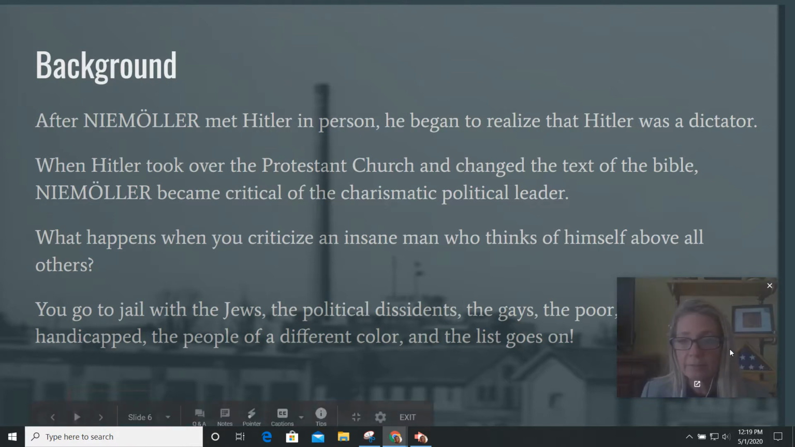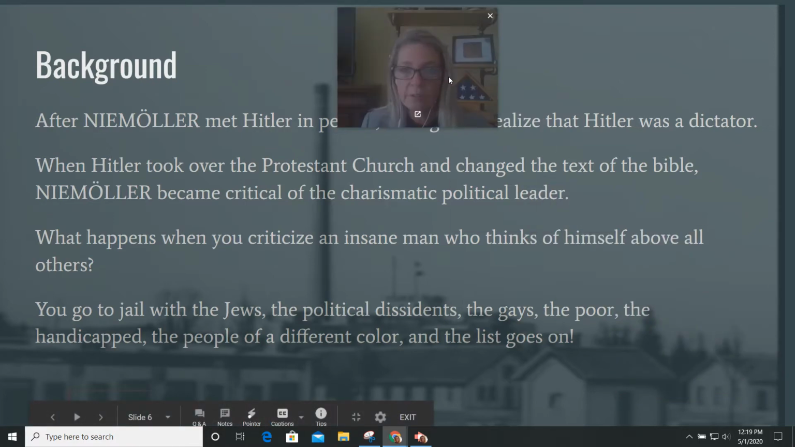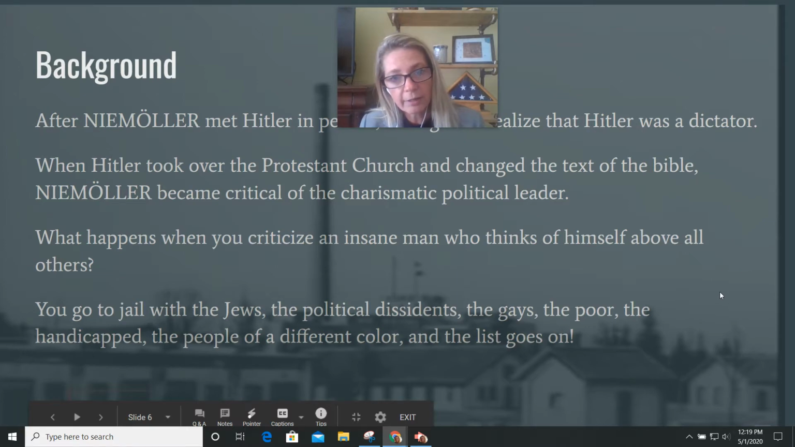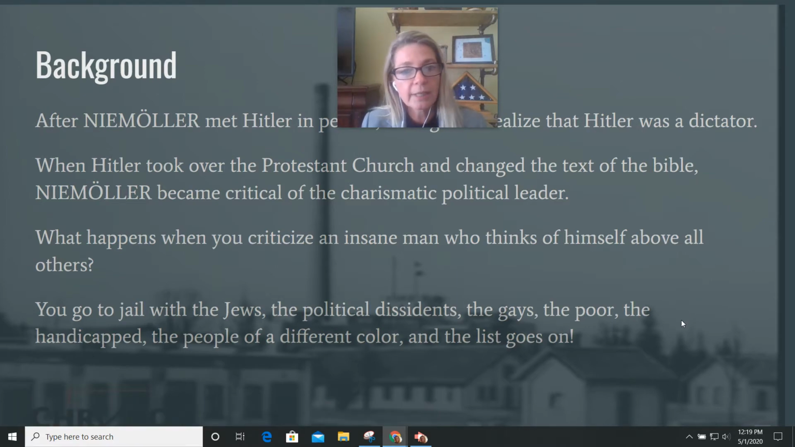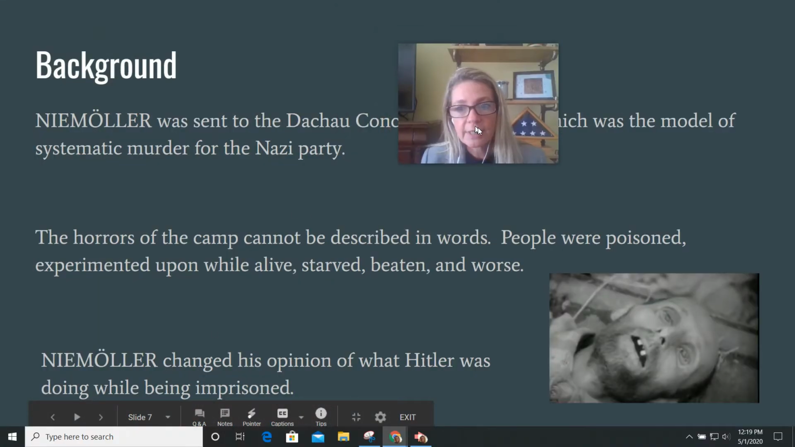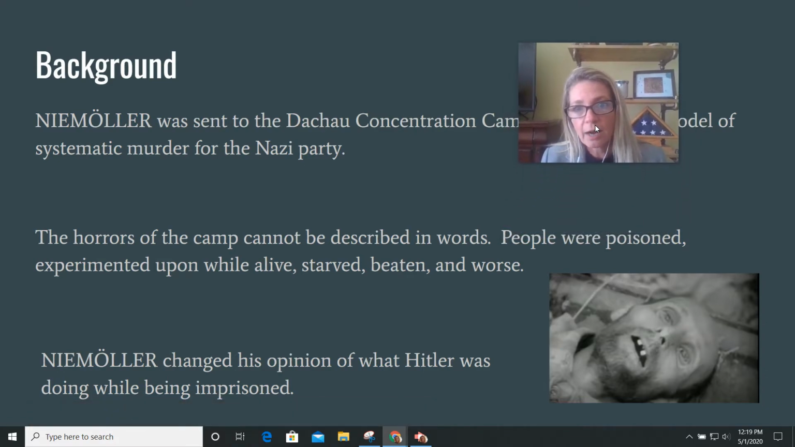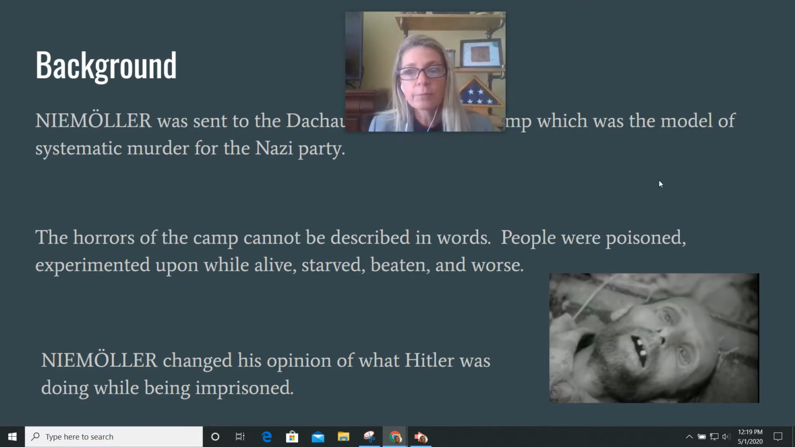You go to jail. You go to jail with the Jews, the political dissidents, which you now are, the poor, the handicapped, the people of a different color. The list goes on. So when he decided that Hitler was not a good person and he spoke out against him, Hitler put him in jail. He was actually sent to the Dachau concentration camp, which was the worst.